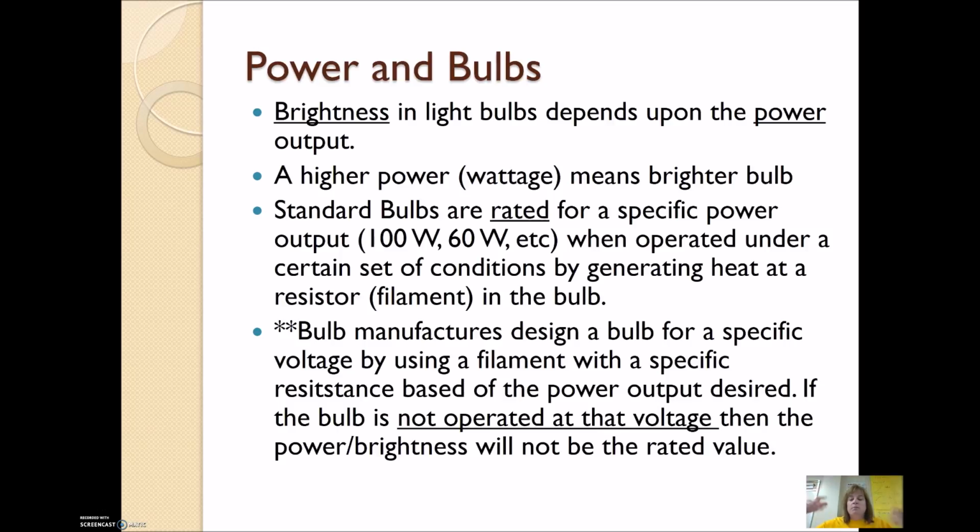So we go to the shelf and pull a filament off that has a resistance that's specific for 120 volts. And they'll use the power is V squared over R equation. And they'll say, okay, for 120 volts, I want a 100-watt bulb, so I need a resistor of blah, blah, blah. Now, if you don't operate your house that way, or say maybe someone wired your house and put things in series, then you're not going to have 120 volts. So you're not going to get that power output. So the power output is based off the design of the bulb, but the only thing the manufacturer can control is the filament they put in it, which is the resistor.